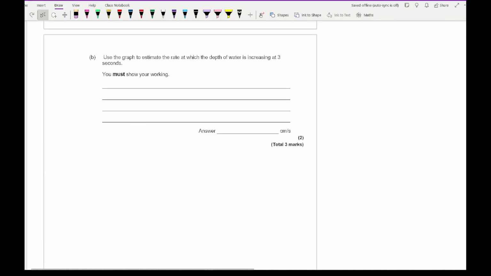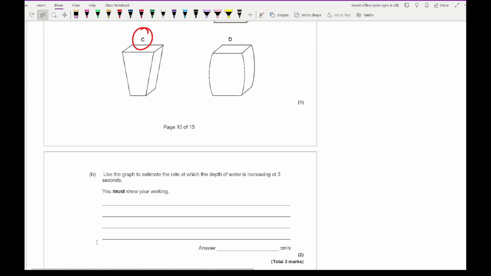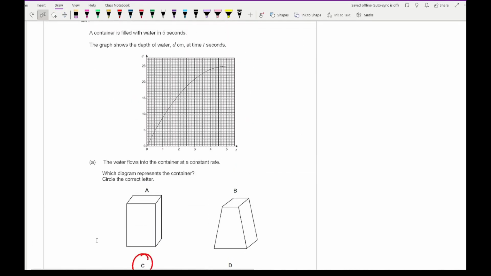Then for part B, it says use the graph to estimate the rate at which the depth of the water is increasing at 3 seconds. So going back to the graph, what we need to do is mark the point where it's 3 seconds, which is this point here. And then what we need to do is draw a tangent at that point, and then work out the gradient of this point here. Now just be mindful of the scale and make sure you're using the scale.